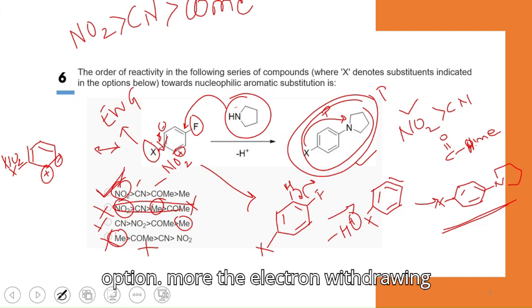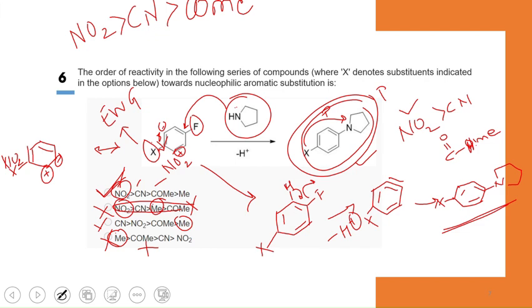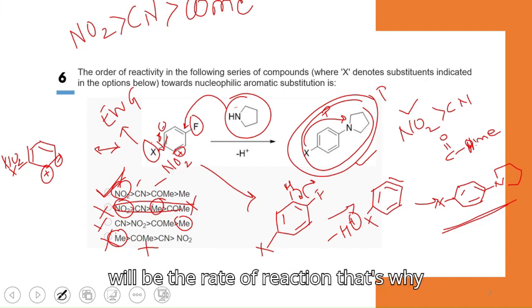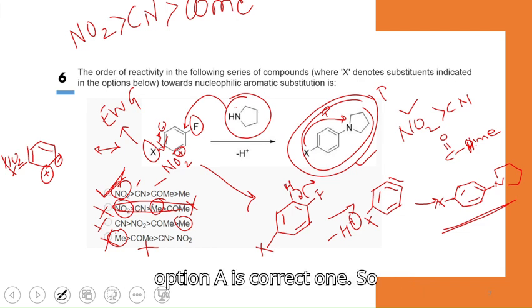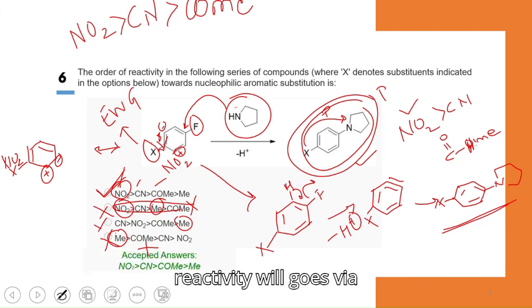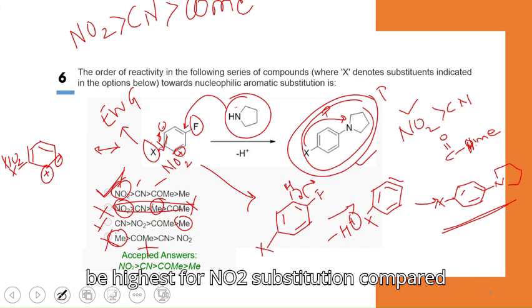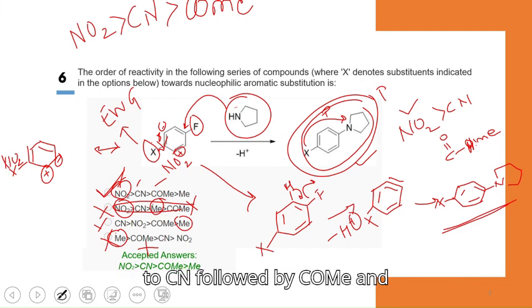The more the electron withdrawing ability, the more major the product will be, and the highest will be the rate of reaction. That's why option A is the correct one. So reactivity will go via this sequence. The rate of reaction will be highest for NO2 substitution compared to CN, followed by COMe, and the least one is the methyl one.